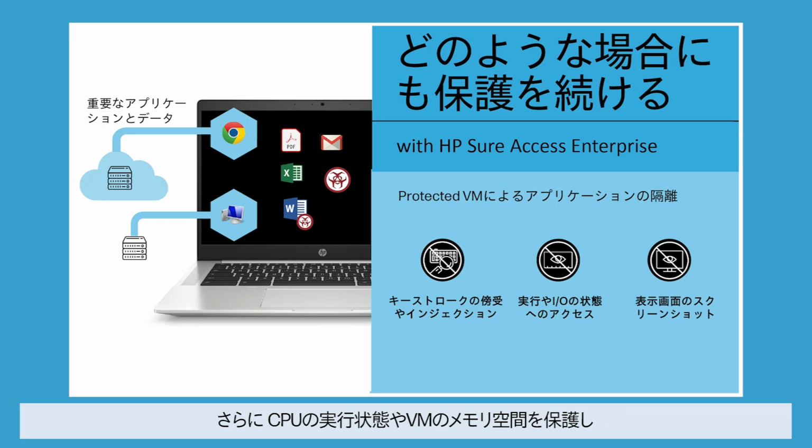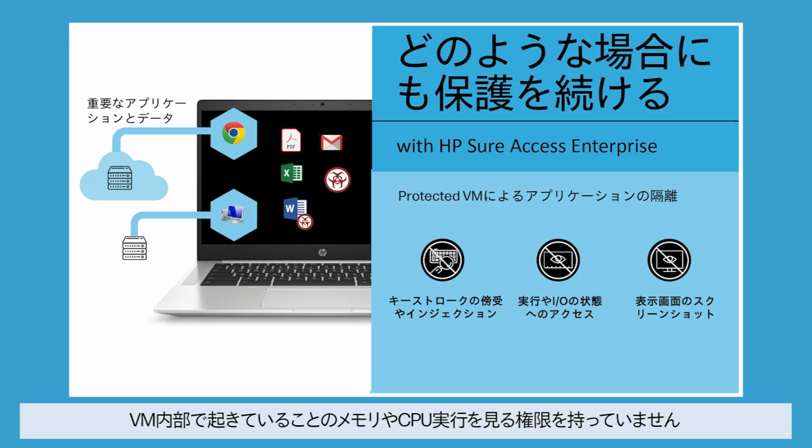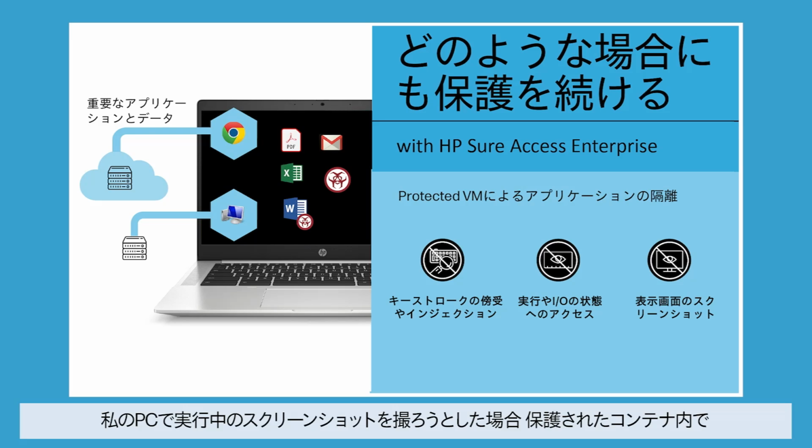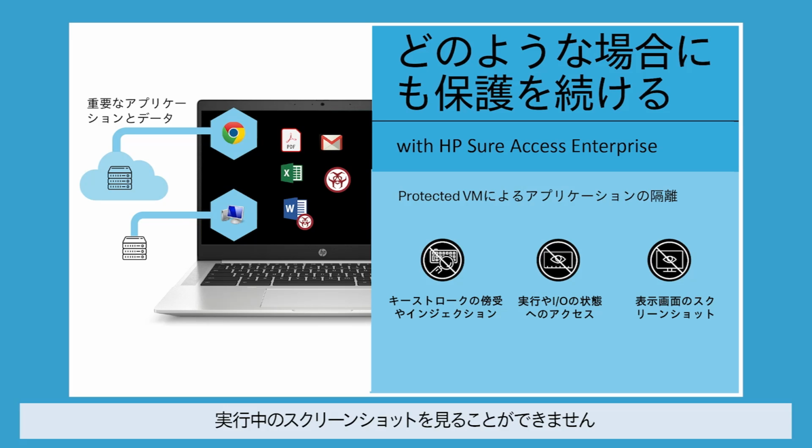Additionally, we protect the CPU execution state and the memory space of that VM, so that no code running on the Windows desktop has any permission to see the memory or the CPU execution of what's happening inside the VM. It's almost as if I'm running a separate PC on my PC. And additionally, we have the ability to limit screenshots. So if the adversary has a remote access toolkit installed and he's trying to take screenshots of what's running on my PC, he cannot see the screenshots of anything that's running inside the protected container.